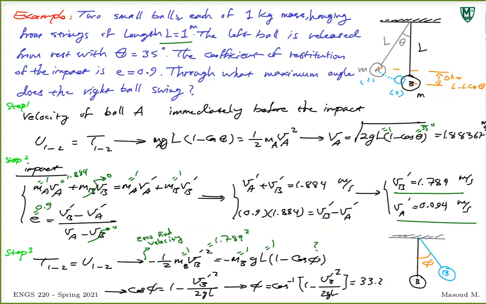It becomes 33.2 degrees. So if we release ball A from 35 degrees, it comes and hits ball B. Because of this impact, we can use what we learned in impact to find the velocity after the impact, or we knew how to find velocity before the impact using the energy method, the principle of work and energy. Then knowing the initial velocity for the second step, right here, this is 1 and 2. This is step 1. This is step 2. B goes all the way up.